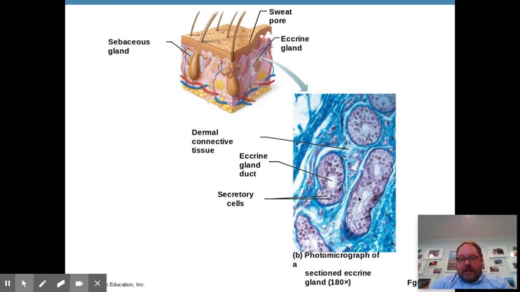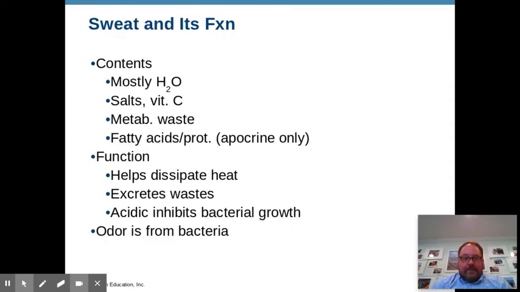Here is just a cutaway looking at the gland. So there you can see the epithelial tissue. You have the simple cuboidal epithelial tissue that produces that watery sweat that can travel to the surface of the body.